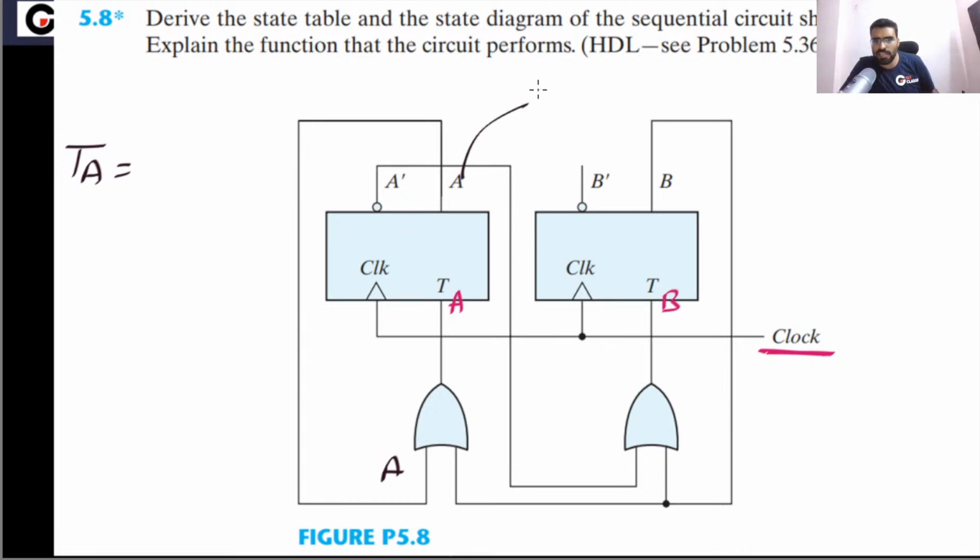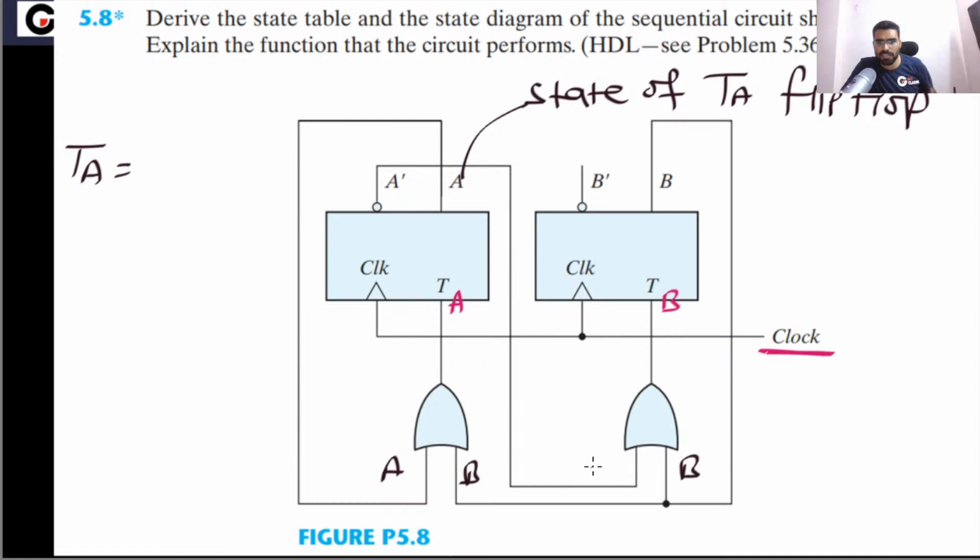Yes or no? What is this A? This is the state of the T flip-flop A. And you can notice this is your B. Similarly, this is B, and similarly this is A bar.